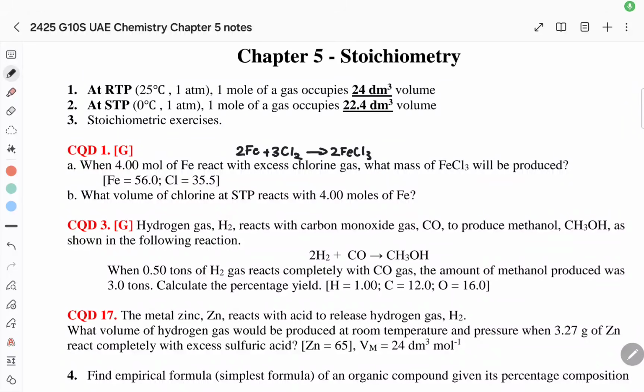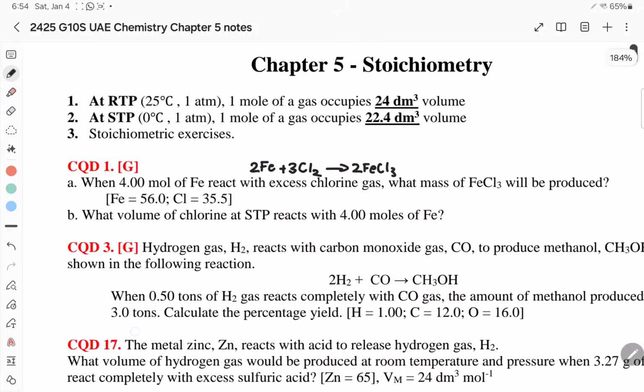Today we're going to be recording the chapter 5 CQDs. They're really easy this time because they're material we already took last year. So now let's start solving.